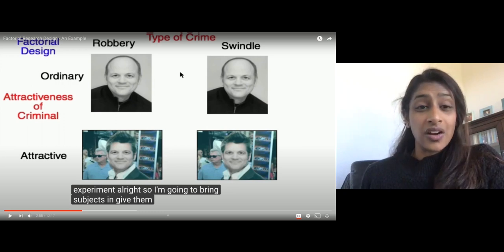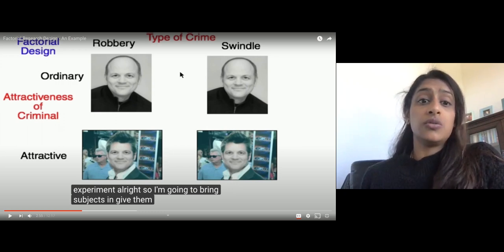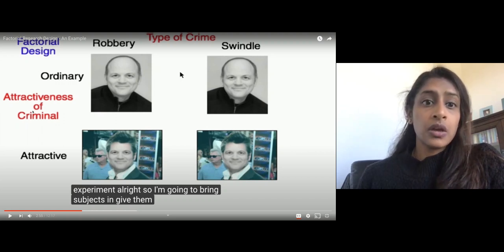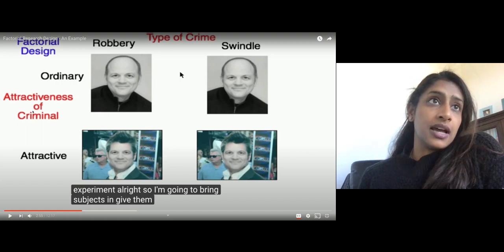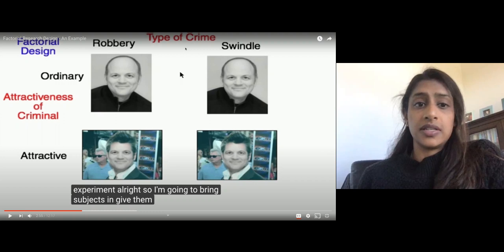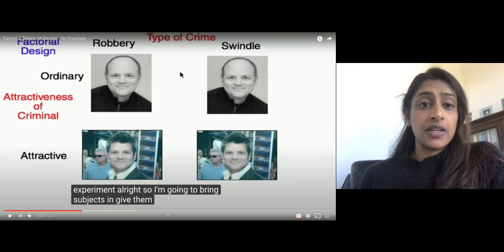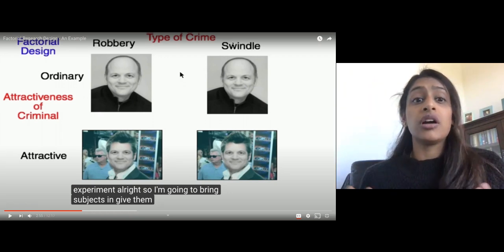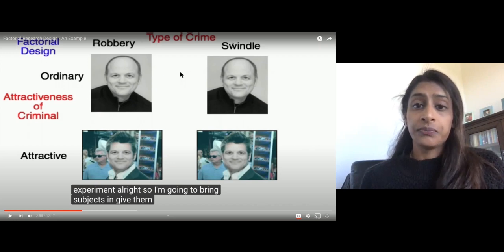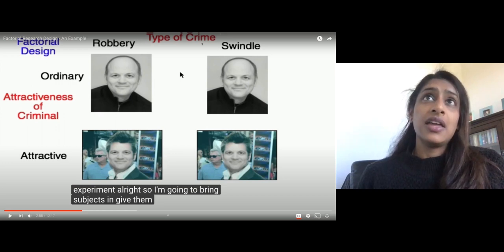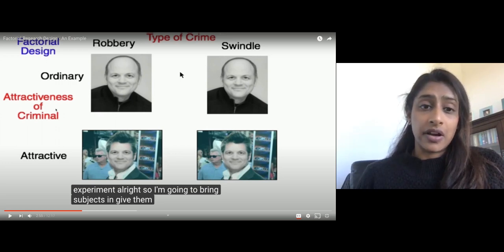So you can see here that if I were to do a study, I could do a study where I just simply look at the attractiveness of a criminal, right? And look at the sentencing that they received. Or I could look at the type of crime a person committed, whether it was a robbery or swindle, and see if there's a difference in the amount of time that they served. Now remember, if I did it this way, I would actually have to do 2 completely separate research studies. But I can actually combine them together, and this is why I have independent variable 1 and independent variable 2.